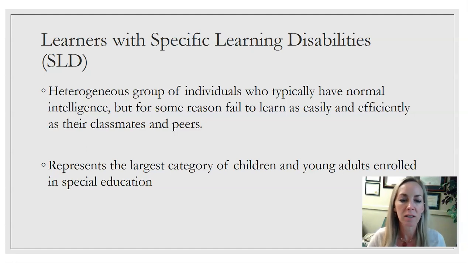This is a heterogeneous group of individuals who typically have normal intelligence, and that's key to this disability. The cognitive levels are within normal and average range, but these students fail to learn as easily and efficiently as their classmates and peers, despite having the same opportunities to learn and receive an education.